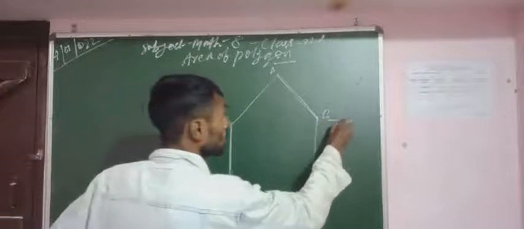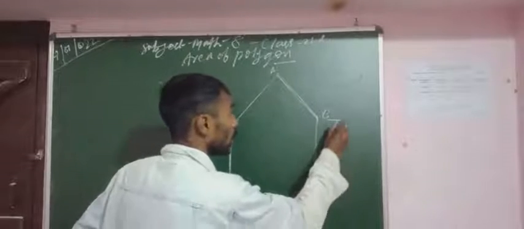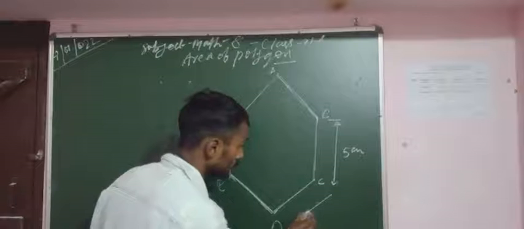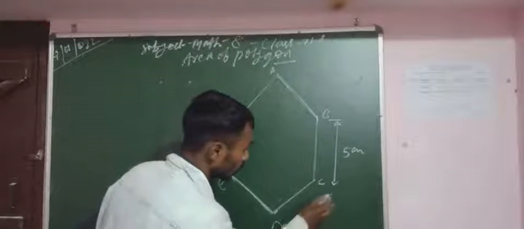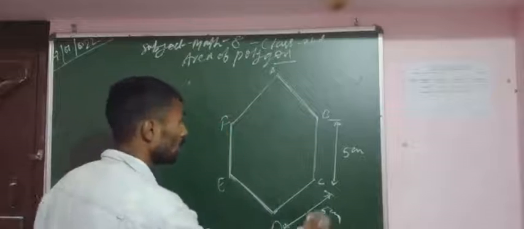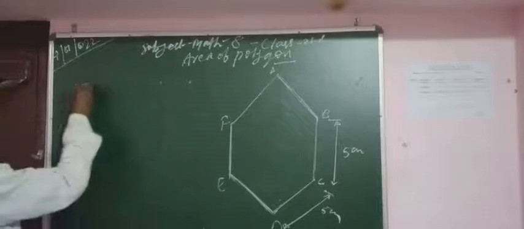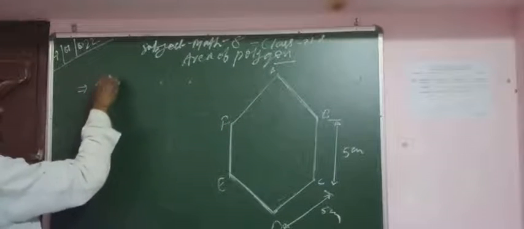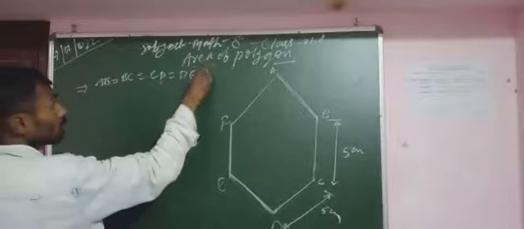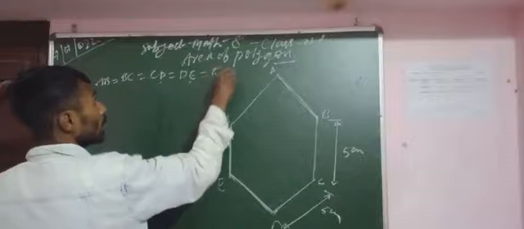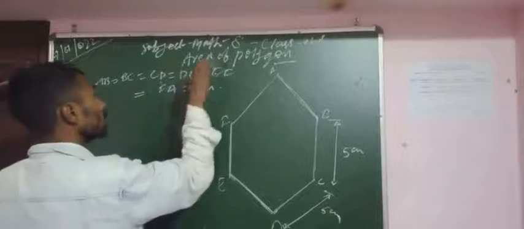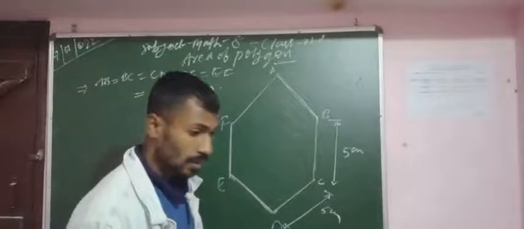That means all the sides of the given polygon are equal, 5 centimeter. Look at this. That means we can mention AB equals BC equals CD equals DE equals EF equals FA equals 5 centimeter.